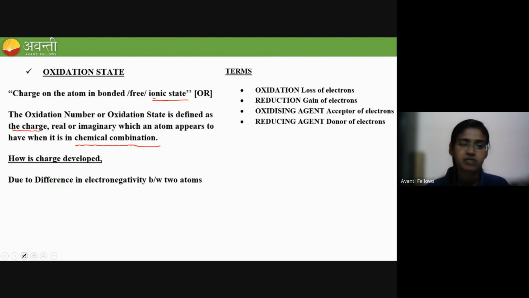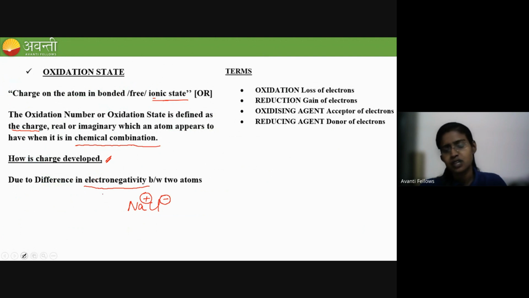Now, how is this charge developed? Suppose I'm taking NaCl; we write NaCl as Na plus and Cl minus. How is this plus-minus charge getting developed? Because of the electronegativity difference between the two atoms.